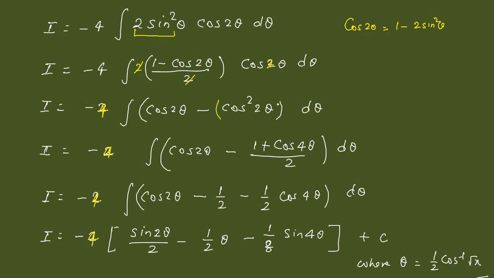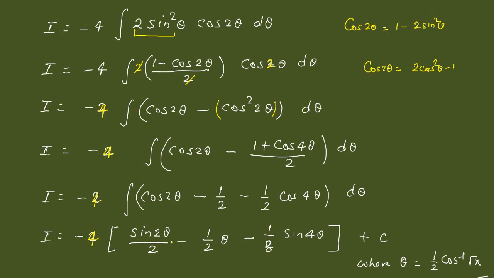Again we are applying the same formula for cosine square theta. So this will become 1 plus cos 4 theta, because we know there's another formula for cosine 2 theta as 2 cosine square theta minus 1. So from here we can get that. Okay, so after the manipulation further, we will have this form.